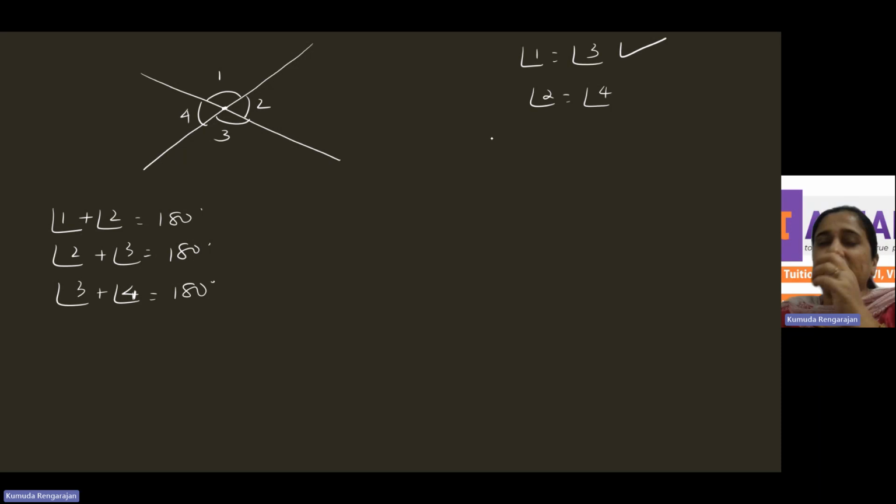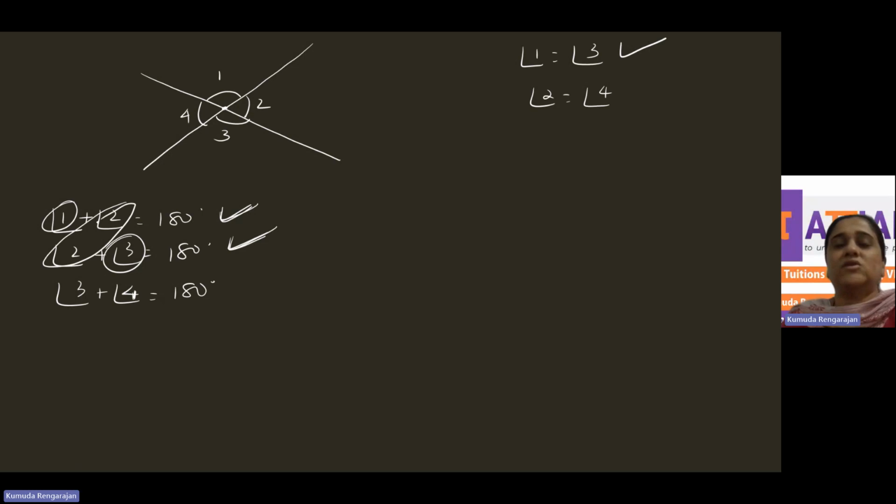Now I said, to show that angle 1 is equal to angle 3, take one equation that has angle 1, take another equation that has angle 3. Now we have the remaining angle in the two equations. They must be equal. This equation has angle 1, this equation has angle 3, and the remaining two angles of the two equations are equal.